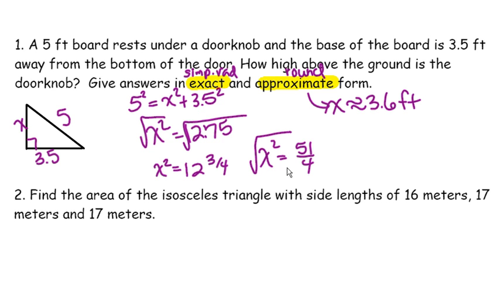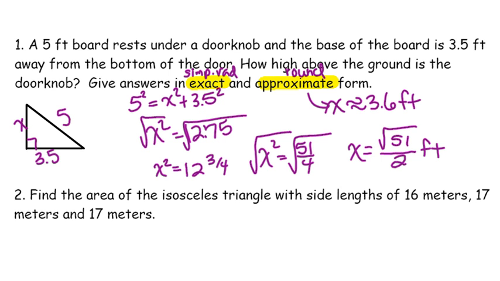Now when I take the square root of both sides, I get x equals the square root of 51 over the square root of 4, which is 2. And my units are feet. So that would be the exact form. Improper fraction, simplest radical. I realize it's not pretty. This one's a little more useful, but that is nonetheless the exact form.